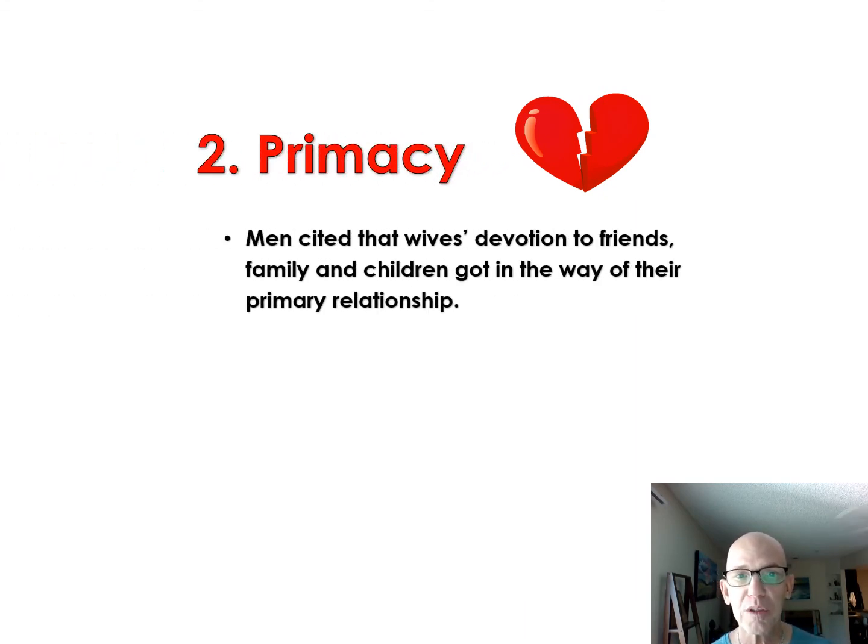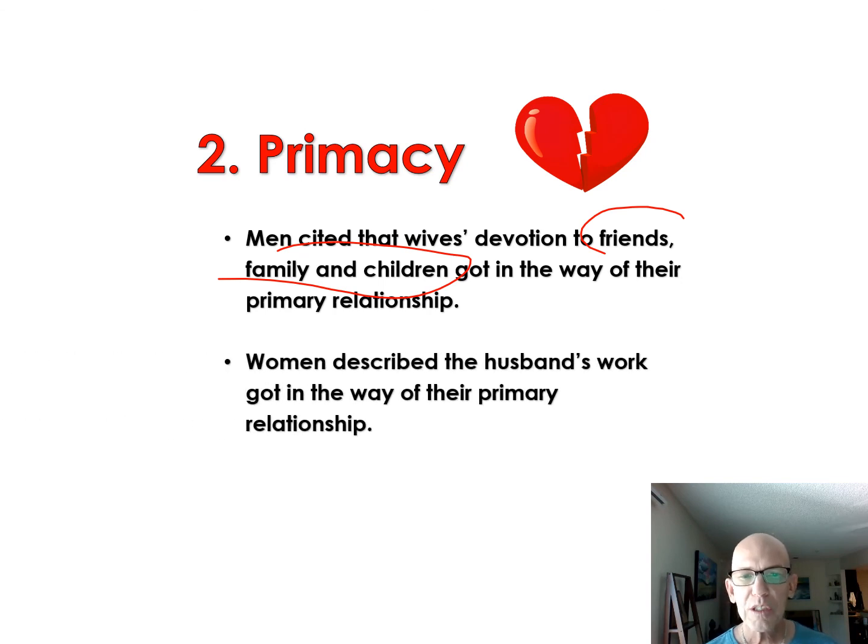Okay, the second one. The second complaint they had, to me, I think this is big, is primacy. Am I number one? Men said, oh, well, I used to be number one, but now friends and family and children, they're ahead of me and I'm way down the list. I'm sorry, if you're a man and you get married and you start having kids, you are going to be down the list. It's just the way it goes. But women said, yeah, I'm not number one either. He goes to work and hangs out with his golf buddies and this, that, and the other, so I'm not number one on his list either. And so that tore the relationship apart.